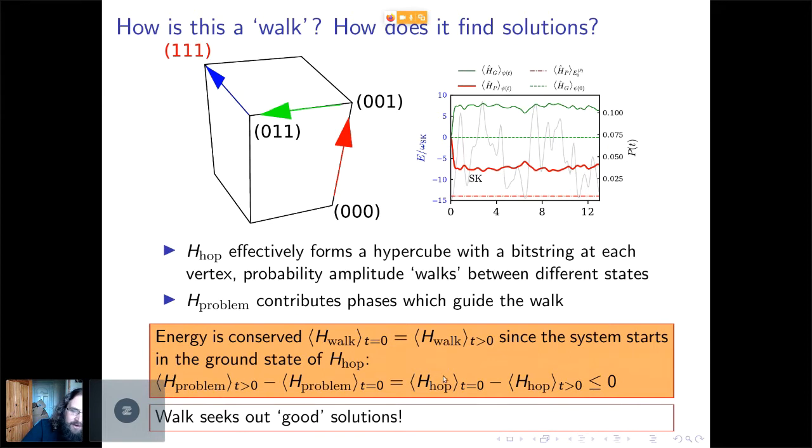You notice there's an overall minus sign difference here. So the expectation with respect to the problem goes down. So on average, you're finding better solutions with a higher probability. And the cost is basically that your expectation for the hopping Hamiltonian goes up. So basically you have this sort of energy conservation mechanism. This will come back later when we talk about not leaving this Hamiltonian fixed but changing it over time, which is what our new paper is about.